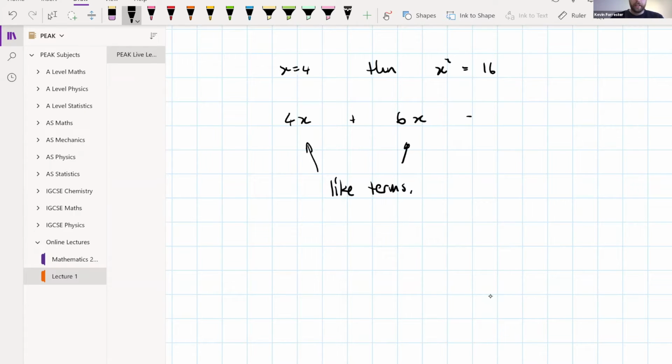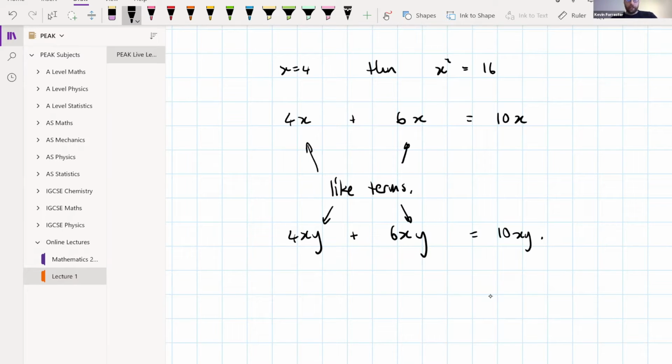Right, so like terms you can add together, 10x. And if you have other terms multiplied to this, so for instance, if we have 4xy plus 6xy, these are also like terms because they both have one x and one y. And so you can add those together to get 10xy.